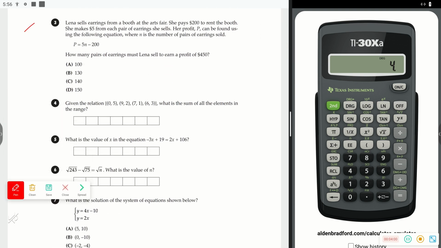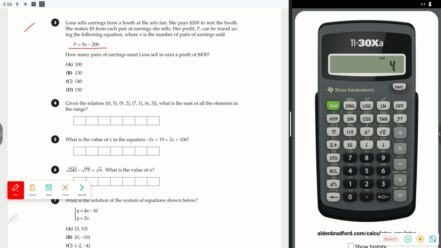For this one, it says, Lena sells earrings from a booth at the arts fair. She pays $200 to rent the booth. She makes $5 for each pair of earrings she sells. Her profit P can be found by using the following equation, where N represents the number of pairs of earrings sold. So even though this is a word problem, they actually give you the equation.